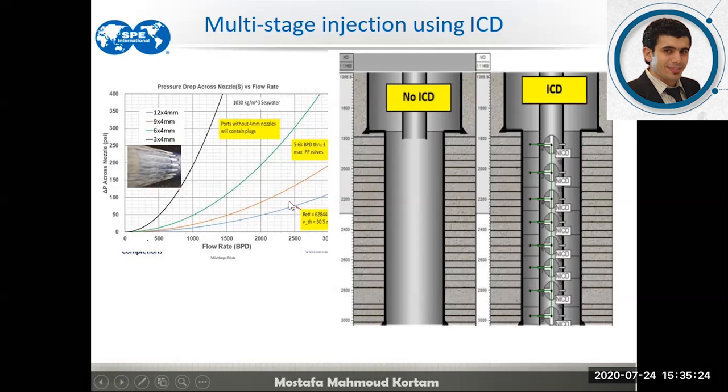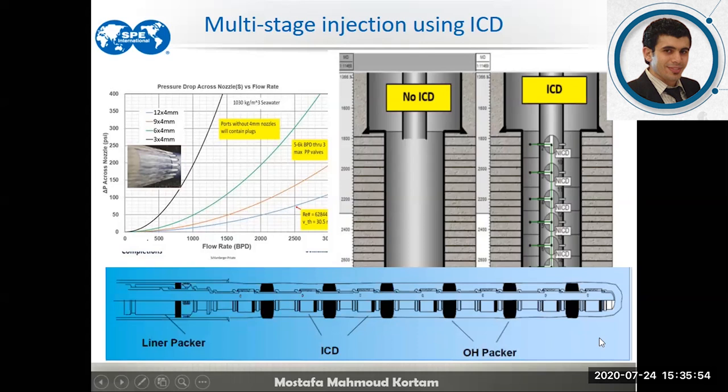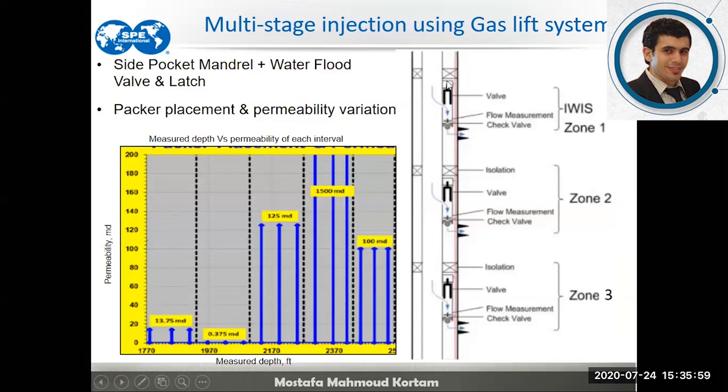So these are the curves for different nozzle sizes, showing the injection rate design and the differential pressure that would result from injecting this rate for each nozzle size. So we are placing different nozzle sizes, and each nozzle size with each injection rate can offer a particular differential pressure. So at the end, you have those ICDs with the packers in your injection system. You can also utilize the gas lift system. Yes, it can be the gas lift.